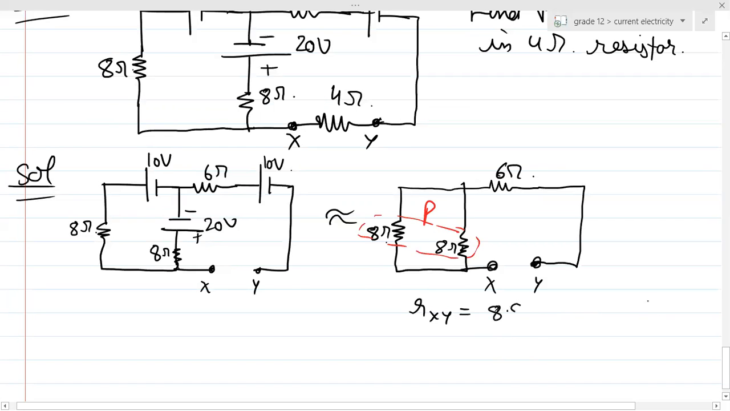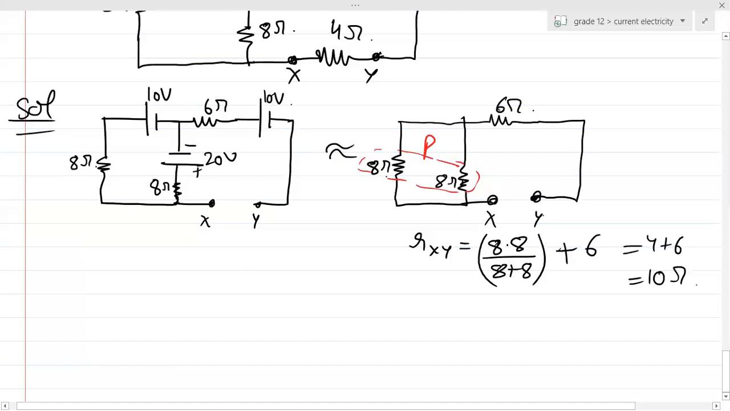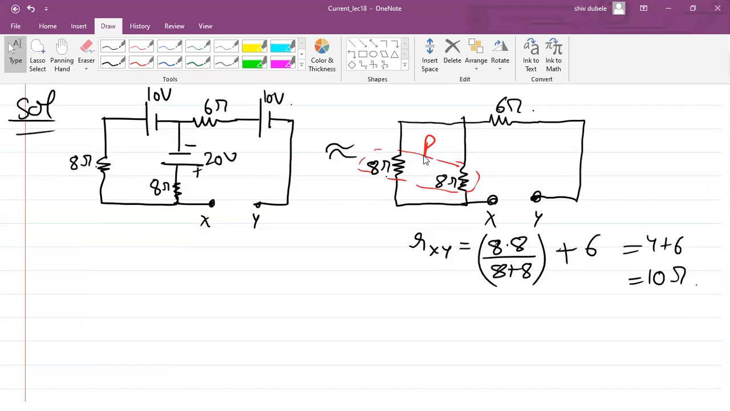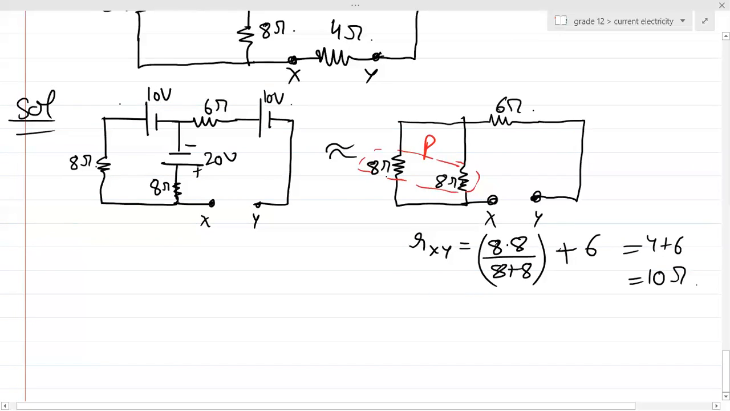plus 6. So can you see the net resistance across? These two are in parallel with each other, and the combination is in series with 6 ohm. So we rotate like this. Any doubt in here? Yes or no? Guys, did you understand the method? Any doubt in this?